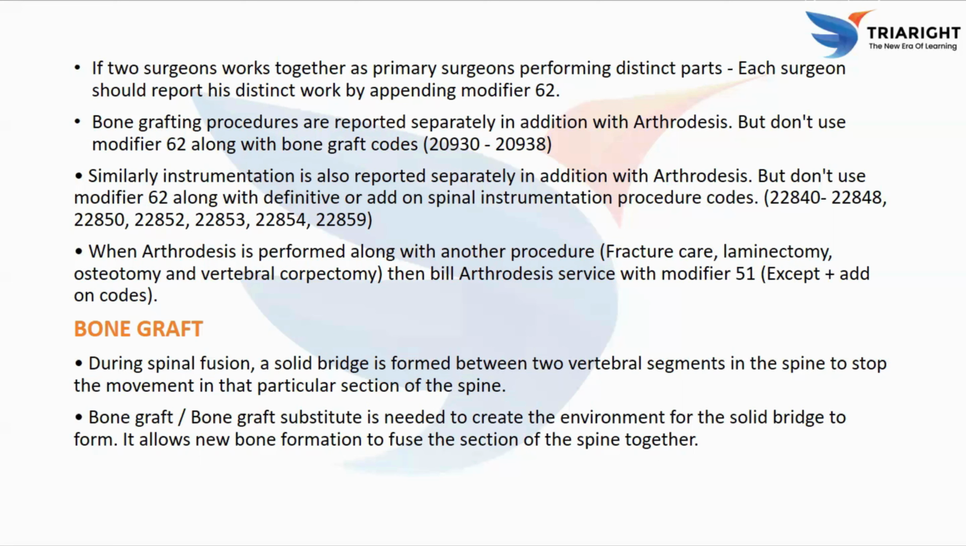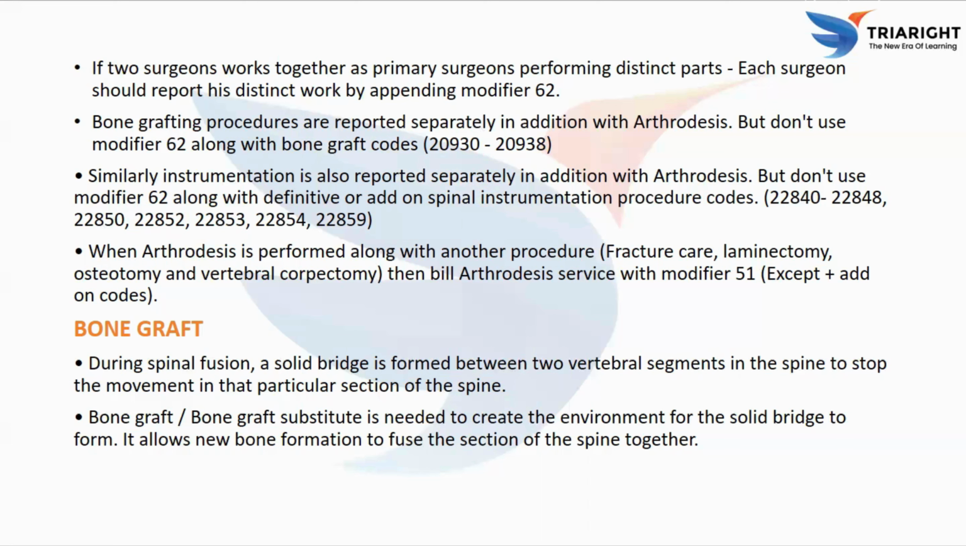For example, the orthopedic surgeon performs decompression with exposure, and the neurosurgeon performs fusion plus neural protection. Both report the arthrodesis code plus modifier 62. Bone grafting is reported separately but with no modifier 62. Bone graft codes range from 20,930 to 20,938, and they are reported in addition to arthrodesis. Do not append modifier 62 to bone graft codes. Why? Because bone grafting is considered supportive work, and it is not independently shared between co-surgeons.